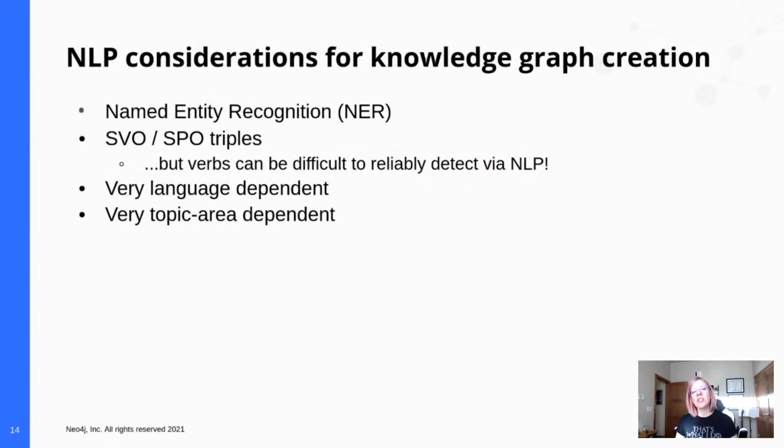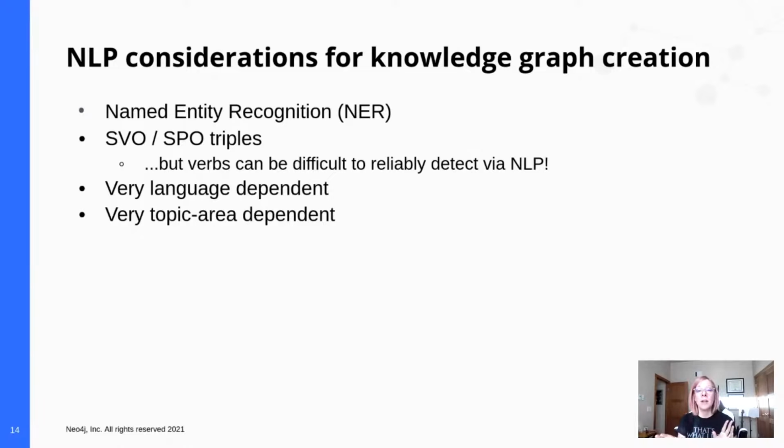Okay, let's talk about what you need to know here for doing NLP on raw text to create this knowledge graph. The first step here is we're going to do named entity recognition, or NER. So the NER, named entity recognition, is going to look for those subjects and objects within our raw text. We are going to create the SVO triples. Sometimes you also hear this as SPO triples, subject, predicate, object. What you're going to see, though, is that verbs are very difficult to reliably detect via NLP.